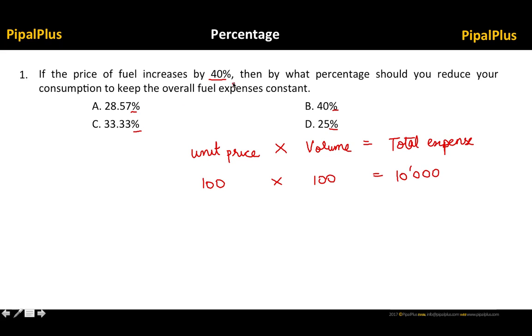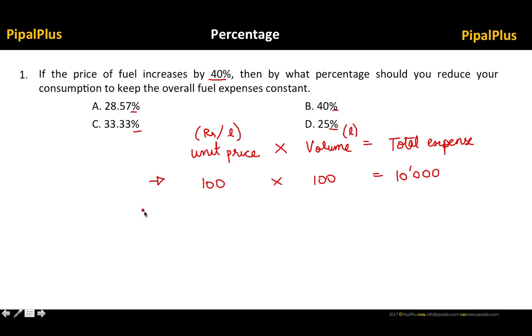Because very simply, this question deals with percentages and does not give you actual numbers. So if a question is not dealing with actual numbers, it becomes very convenient to assume whatever is not given as a percentage as 100. So let's assume the unit price of the fuel, in rupees per liter, is 100, and the volume, calculated in liters, is also 100. The total expense is 10,000, 100 times 100.